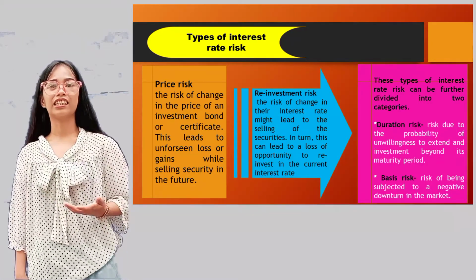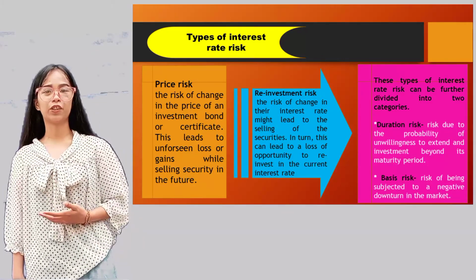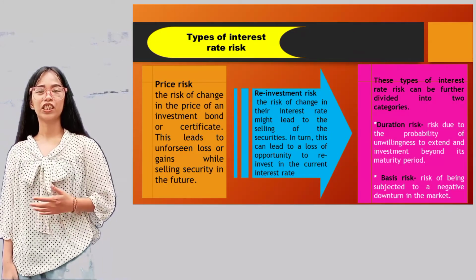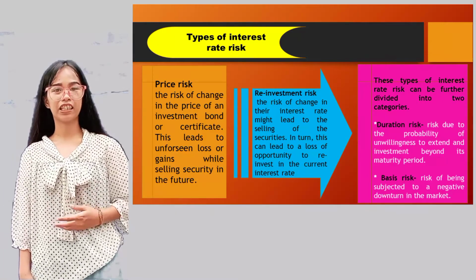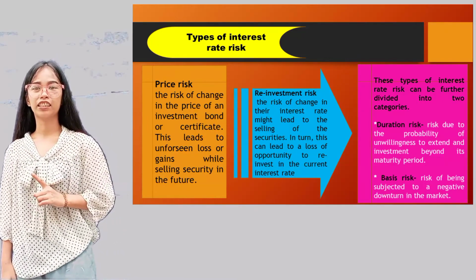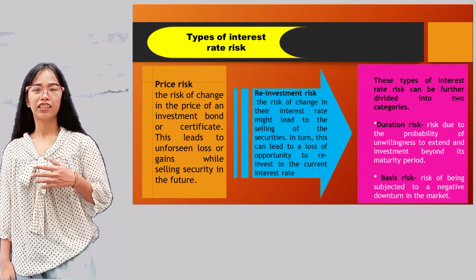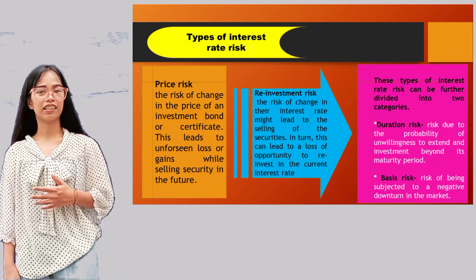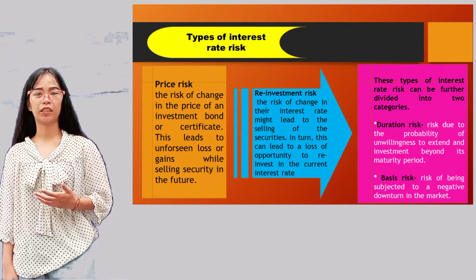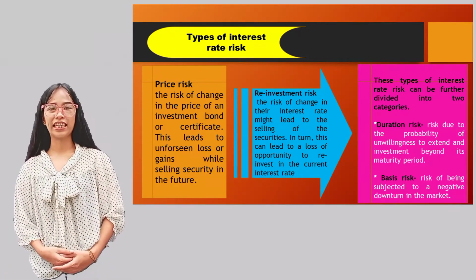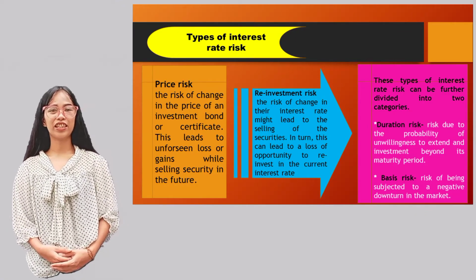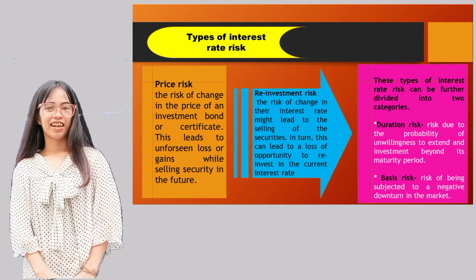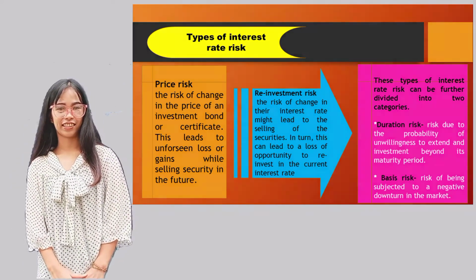In turn, this can lead to a loss of opportunity to reinvest in the current interest rate. These types of interest rate risk can be further divided into two categories. First is duration risk. This is a risk due to the probability of unwillingness to extend an investment beyond its maturity period. Second category is basis risk. This is a risk of being subjected to a negative downturn in the market. And that's all about interest rate risk.